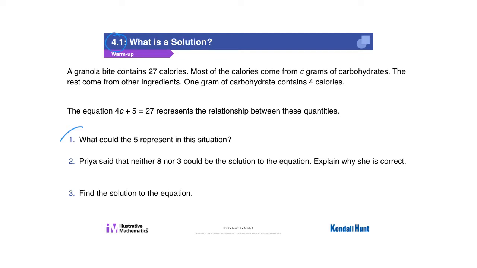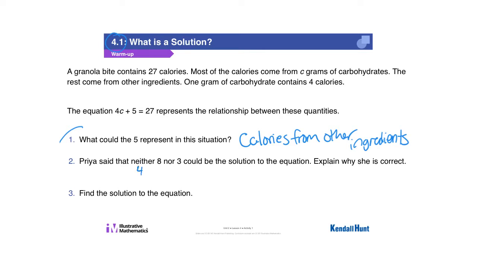The 5 in this equation right here looks like it's representing the calories from other ingredients, because every carbohydrate has 4 calories, and then somehow we got to 27, we're going to have to add 5 in there. Number 2, Priya said that neither 8 nor 3 could be the solution to the equation. Explain why she is correct. That's going to involve plugging it in.